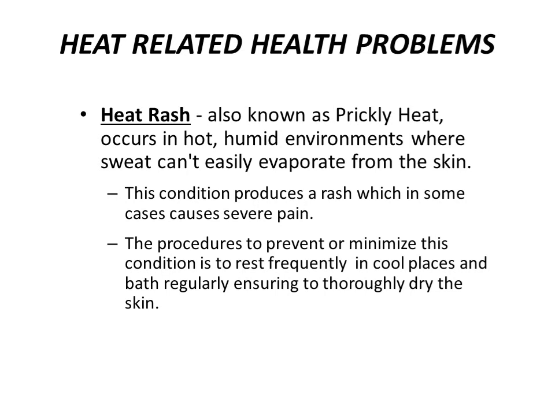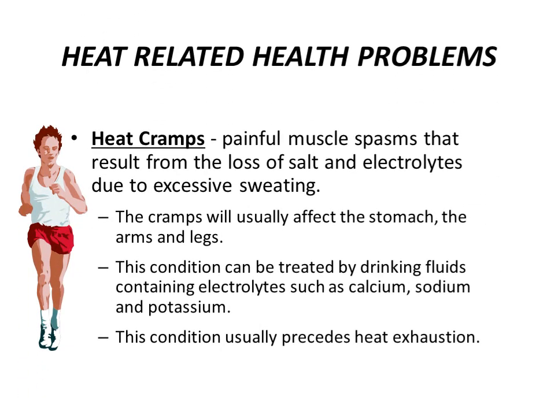The procedure to prevent or minimize this condition is to rest frequently in cool places and bathe regularly, ensuring to thoroughly dry the skin. Heat cramps are painful muscle spasms that result from the loss of salt and electrolytes due to excessive sweating. The cramps will usually affect the stomach, the arms and legs. This condition can be treated by drinking fluids containing electrolytes such as calcium, sodium and potassium. This condition usually precedes heat exhaustion.